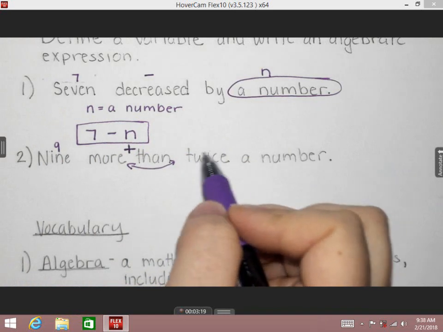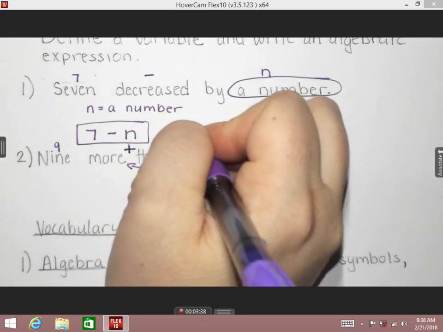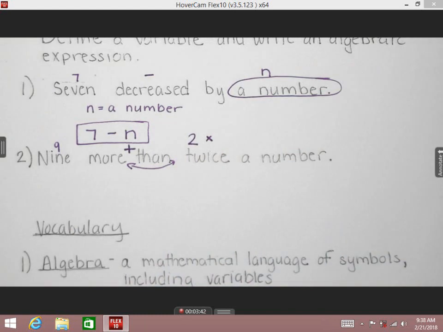All right, twice. What does the word twice mean? Ledger? 2. 2 what? 2 times. The word twice means something has happened 2 times. Well, mathematically, times means multiplication, correct? So twice means 2 times, and I'm putting my times symbol right there.